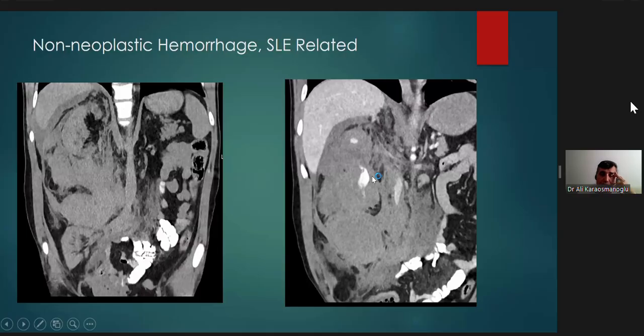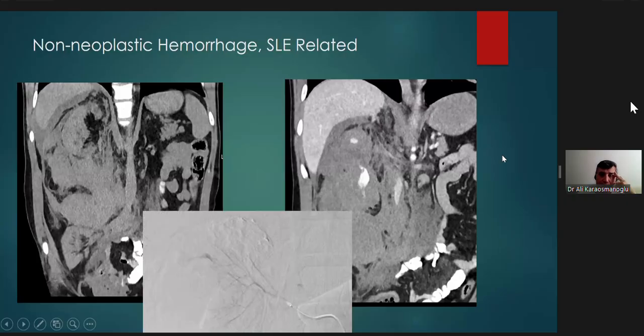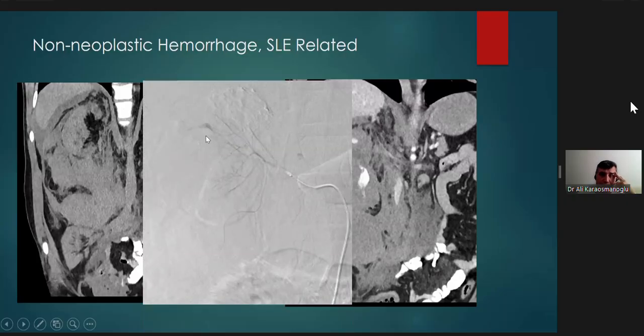So the patient underwent embolization first, but there was no source. The angiography could not delineate a source for embolization, and the patient underwent surgery. The surgeon took out the native kidney with the large hematoma, which confirmed the non-neoplastic nature of this finding. They saw this on the angio, but they were not really sure whether this is the source or not. So the patient had to undergo surgery.